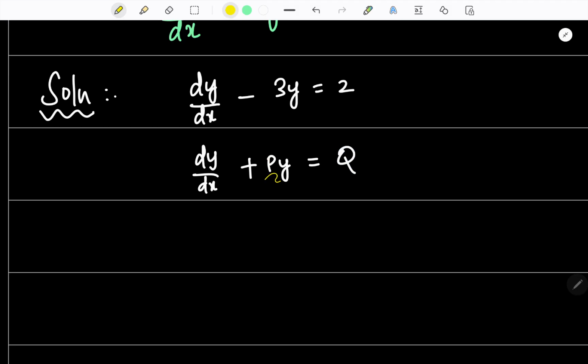Yes. So now what's your p? Your p is minus 3, which is the coefficient of y. And what's your q? Your q is 2.